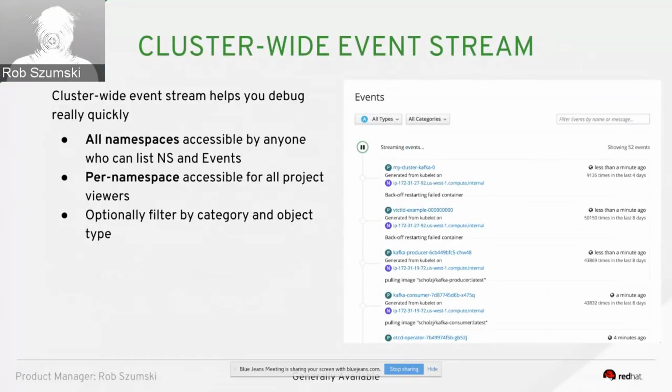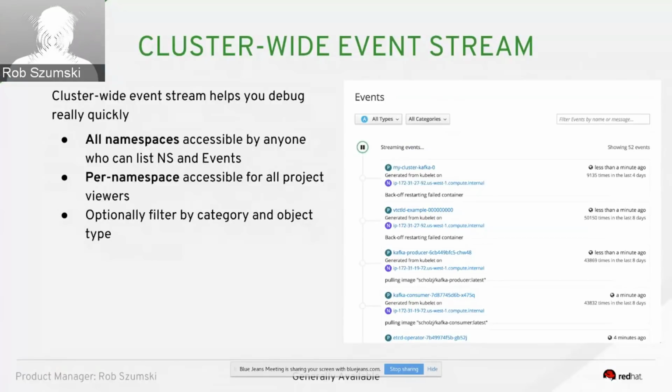Also included is a cluster-wide event stream, and this is critical for seeing what's going on across the cluster if you're doing some maintenance or you want to see exactly what's happening. The team is complaining about some connectivity or something like that. So if you are a cluster admin, this is available across all namespaces, so you can see the fire hose of what's going on in the cluster. As well as if you're an owner of a project, you can see that for just your project.